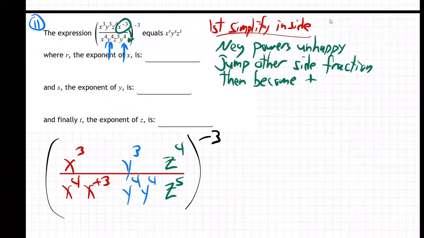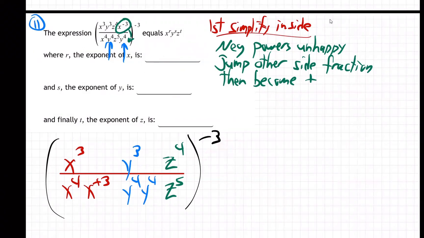Let's see, did I drop anything? I just tried to organize everything. I put all the X's together, and I put the three Y's in the same zone, and then the Z's together. X's over X's, Y's over Y's, Z's over Z's, keep them all organized. And the negative power X jumped to the bottom, didn't it? And became positive. That's what negative powers do. Now you might be thinking, what about that negative 3 power on the outside? We'll get there. We'll get to this guy in a minute.